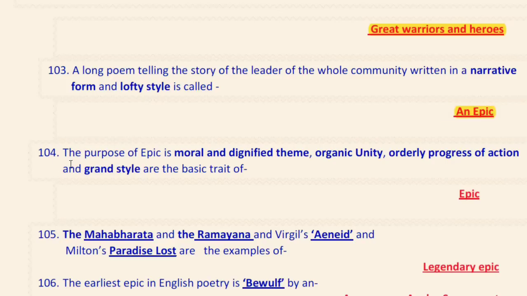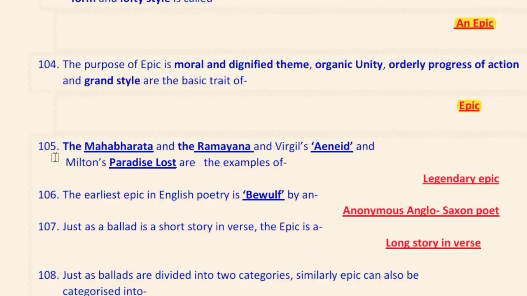Question number 104. The purpose of epic is moral and dignified theme, organic unity, orderly progress of action, and grand style are the basic traits of. The answer is epic. Question number 105. The Mahabharata and the Ramayana and Virgil's Aeneid and Milton's Paradise Lost are the examples of. The answer is legendary epic.